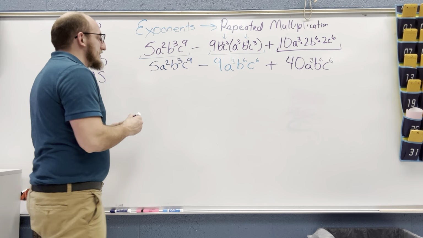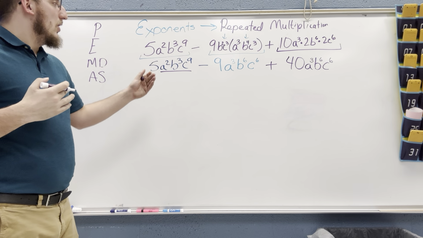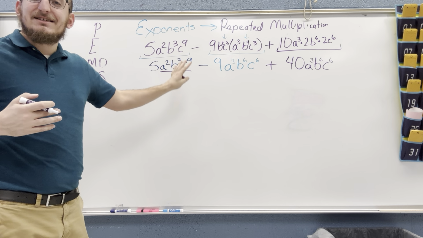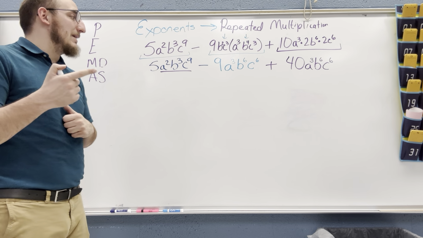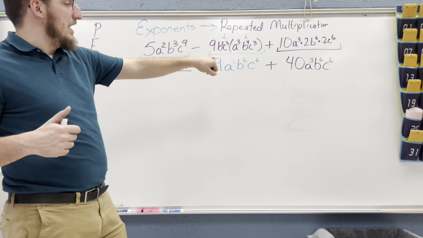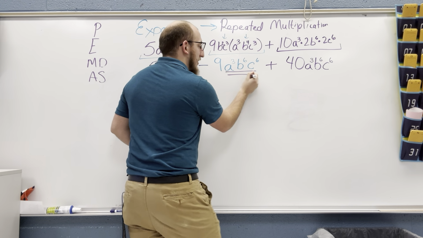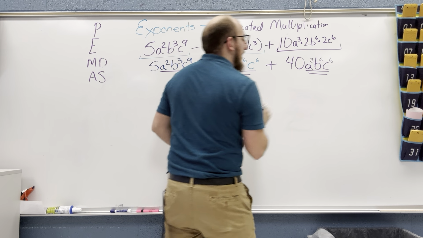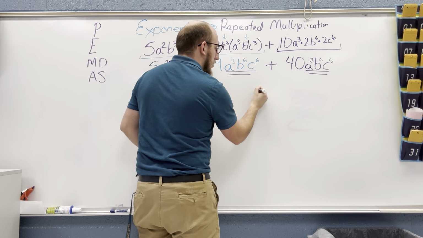If we look at this, we have A2, B3, C9. Awesome. We need to have the exact same name. And to have the same name, you need to have the same variables and the same exponents. Do we have any other factor that has A2, B3, C9? No. But what I do have is these guys that are the same. These guys are the exact same. That being said, I can drop the similar name.